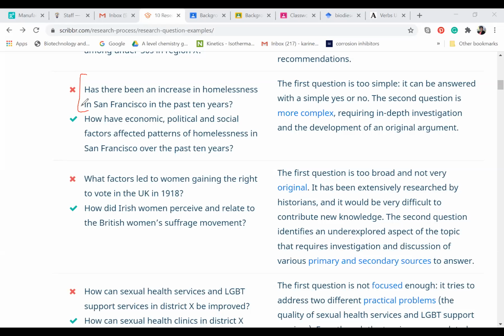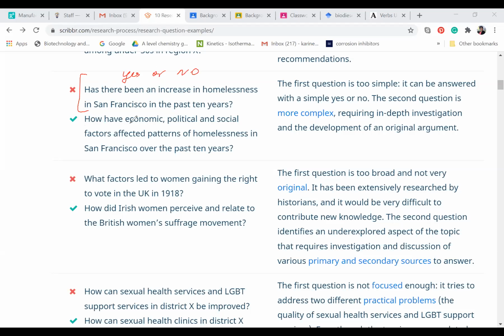What I'm trying to say is, has there been an increase in homelessness in San Francisco? Actually, the answer would have been yes or no. Yes or no is not a research. Remember, we spoke about this. Hence, the way it is stated is not research whatsoever. Now, we are looking at the one with the green tick, meaning this one is better.